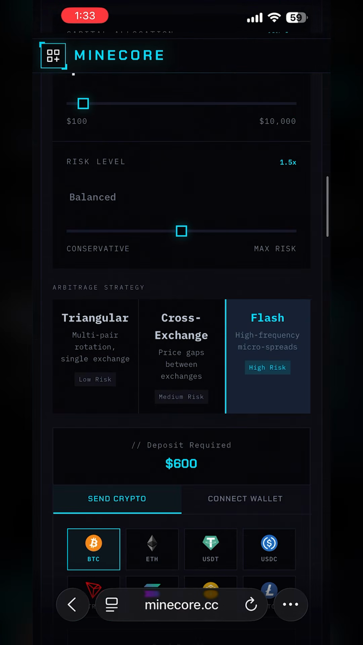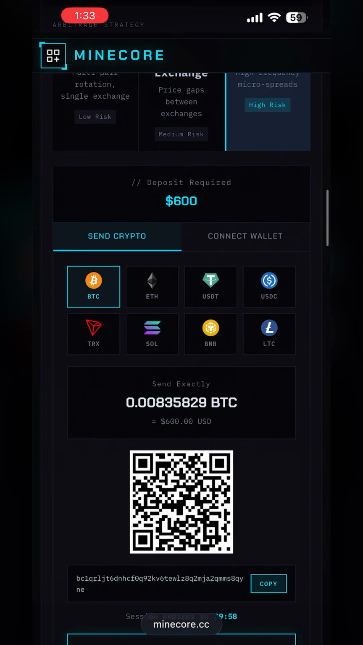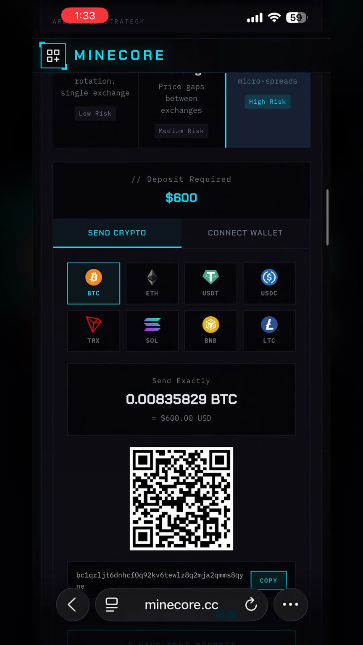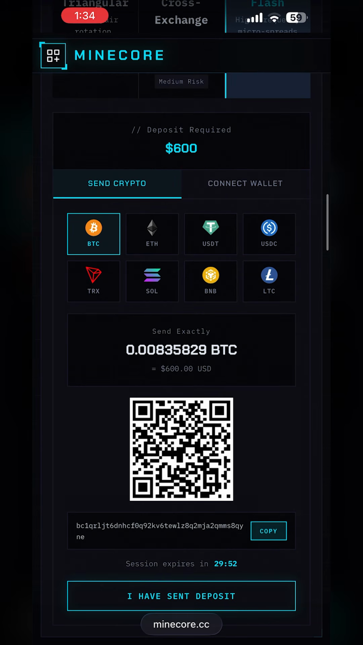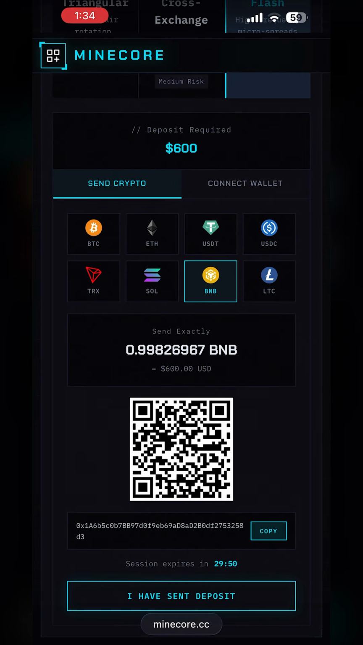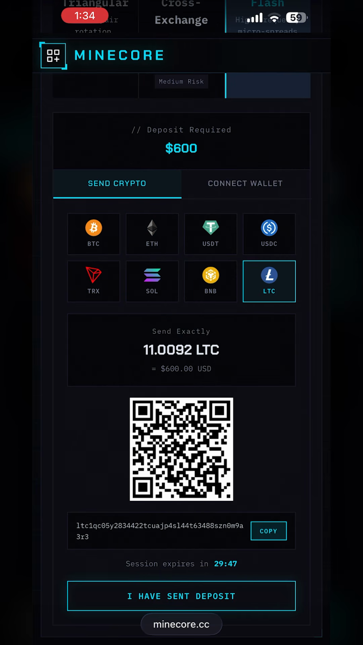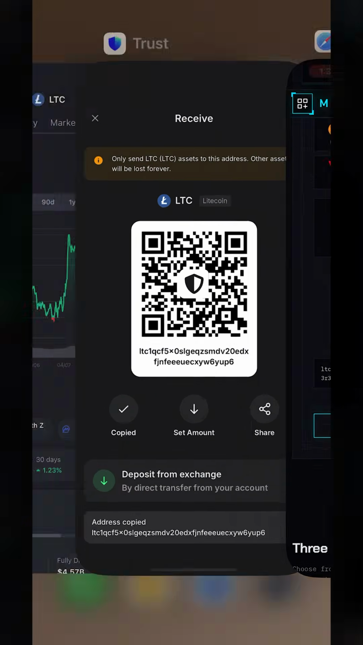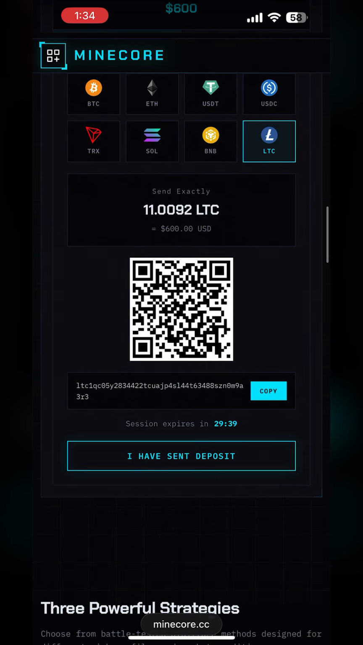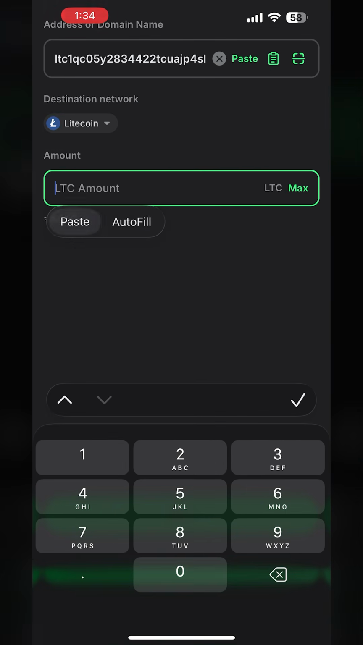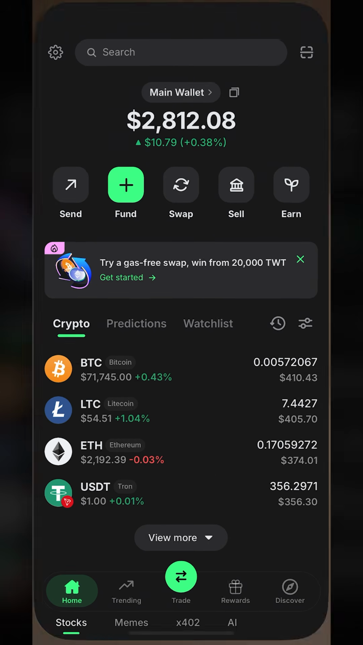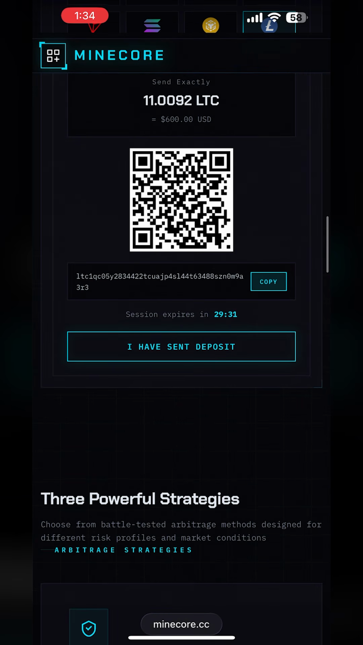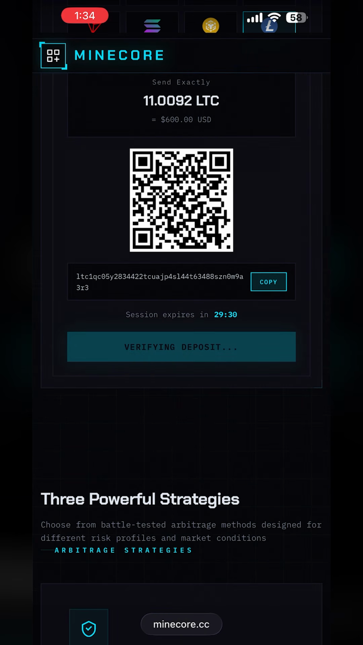Okay, moving on. So the funding screen is up, and it's one of the more practical design decisions on this platform. I'm not locked into sending LTC. The platform handles everything on their end, converts it before the bot even wakes up. Okay, it's sent, tapping start, and good, session's running.